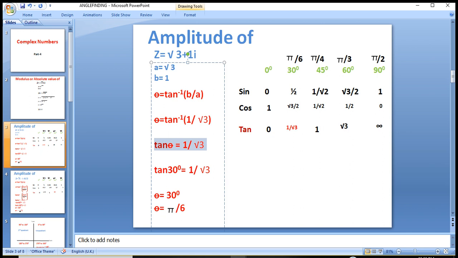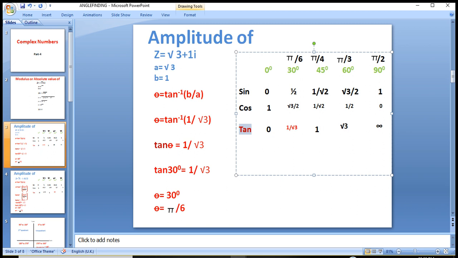So I have drawn a trigonometric table. You are seeing here in front of tan, where is 1 upon root 3? You check in front of tan. Here, the red one is. This is 1 upon root 3 in front of tan, and you see its angle is 30 degree.